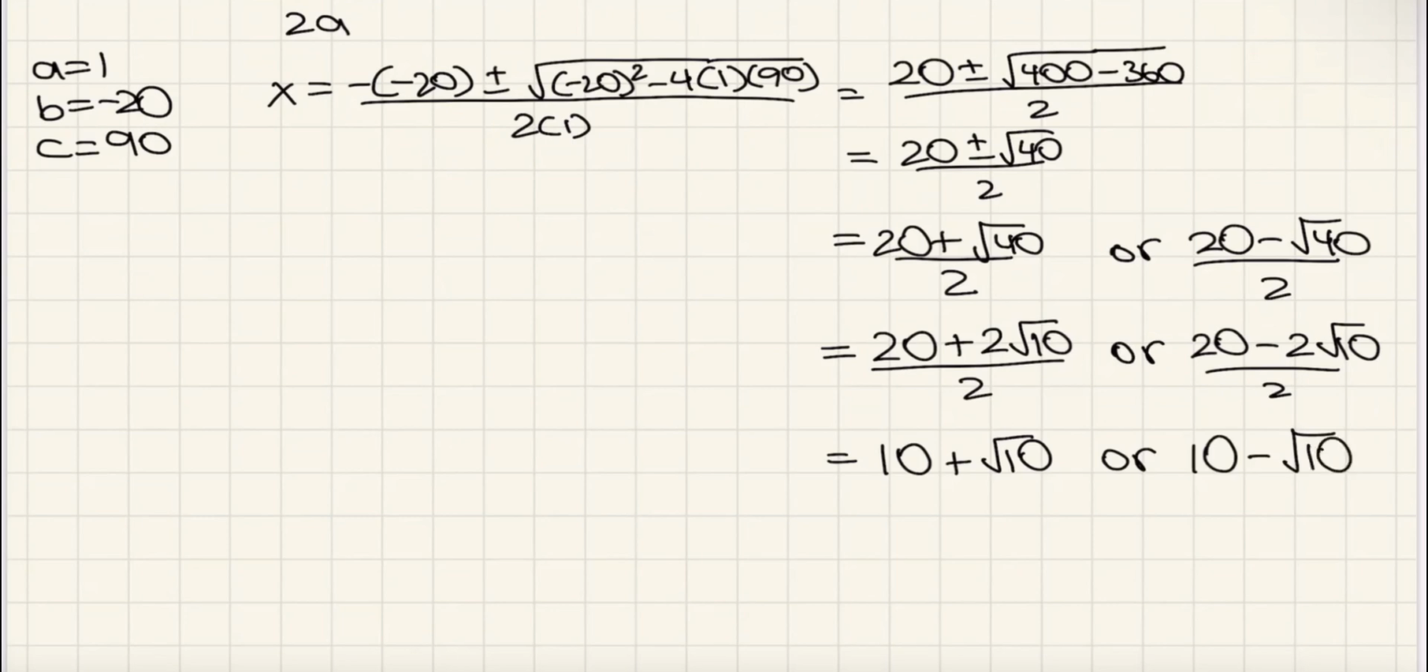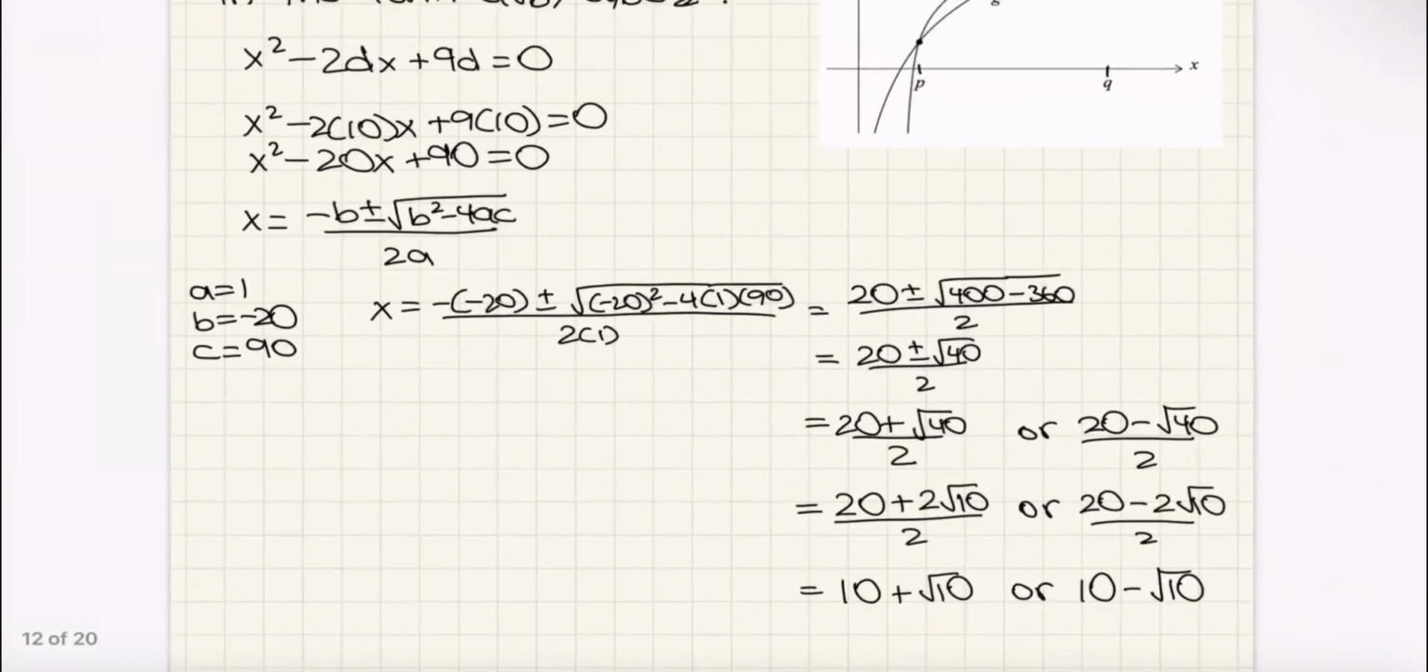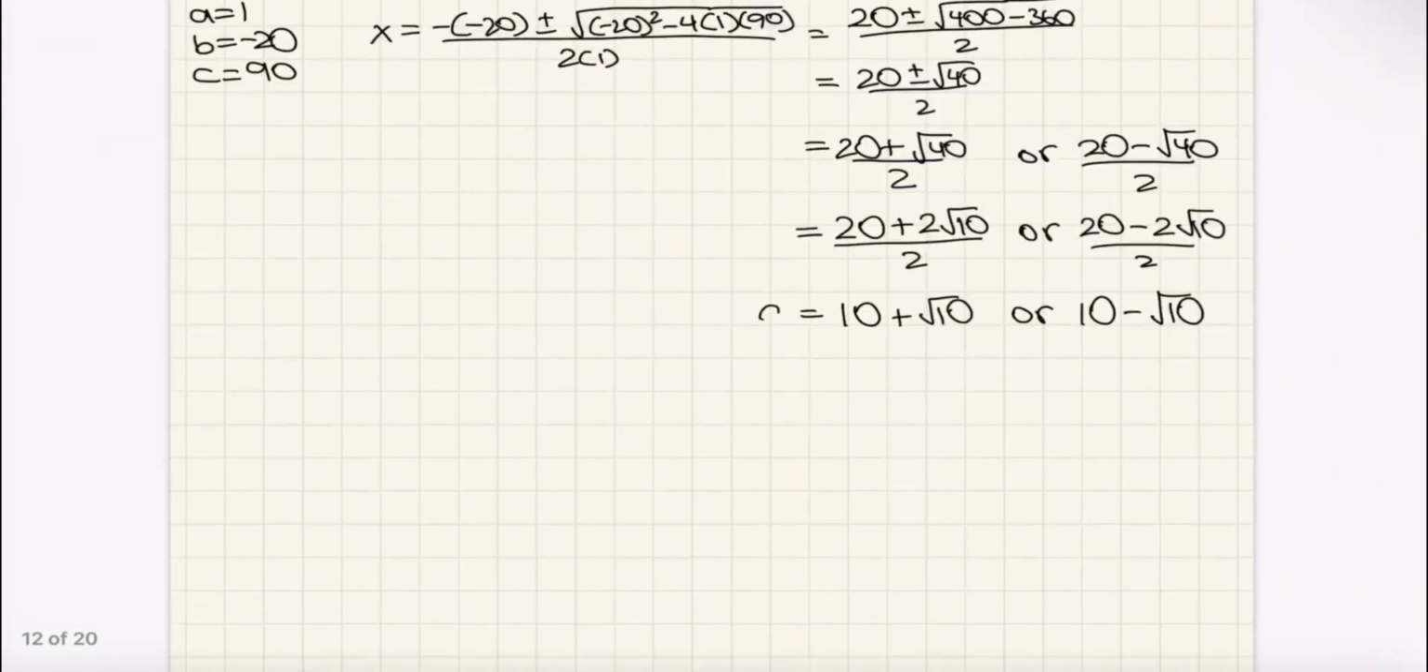So which one of these is bigger, right? Well, 10 plus root 10 is bigger. So that makes 10 plus root 10 equal to q. And then 10 minus root 10 is smaller. So then we would have p is equal to 10 minus root 10.